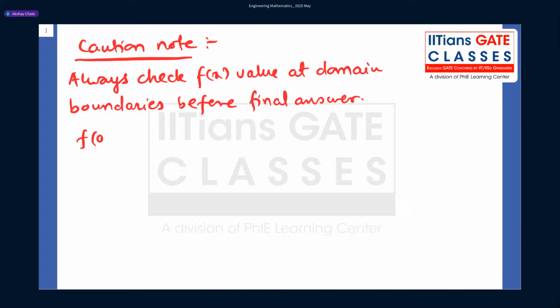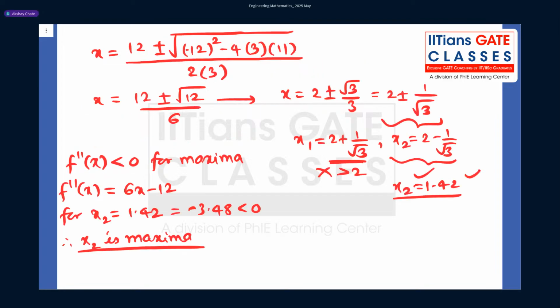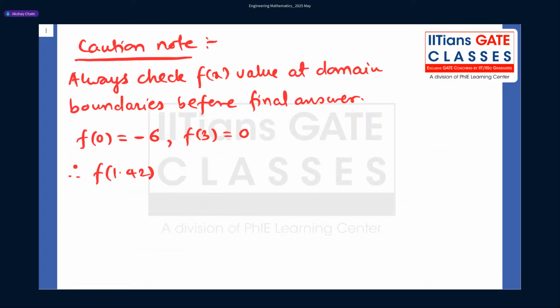Okay, so here we had already checked that f of 0 is minus 6 and f of 3 is 0. So therefore, f of 1.42, what will be the value? Actually, they are not asking for the value, so no need to do that. I'll just skip that part, because they are not asking for the maximum value, right? So here you can check, at the boundaries the values are negative and 0. So therefore, f of x is maximum at x equal to 1.42.